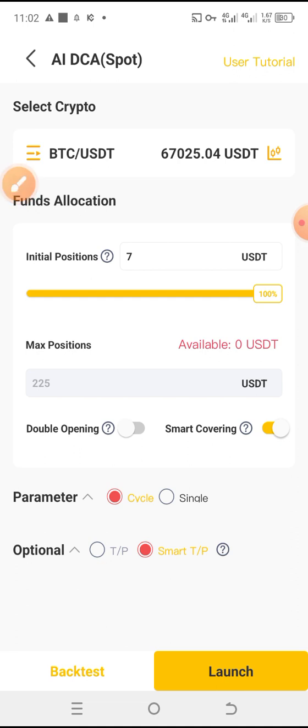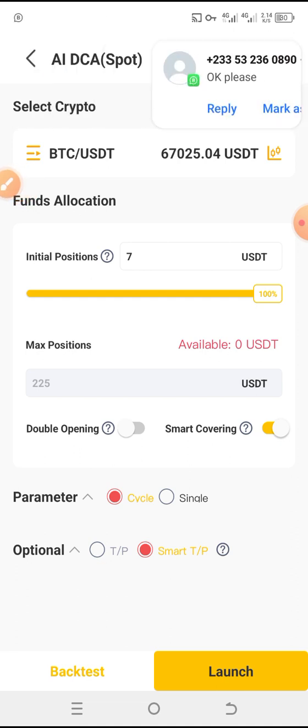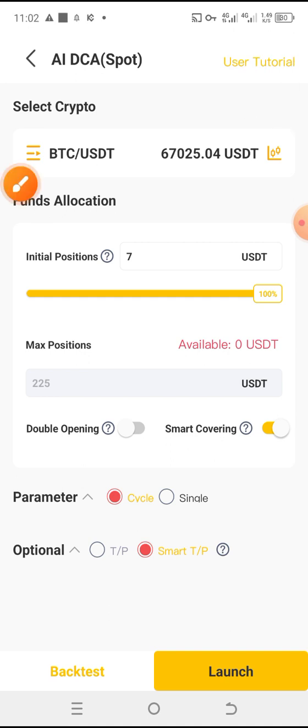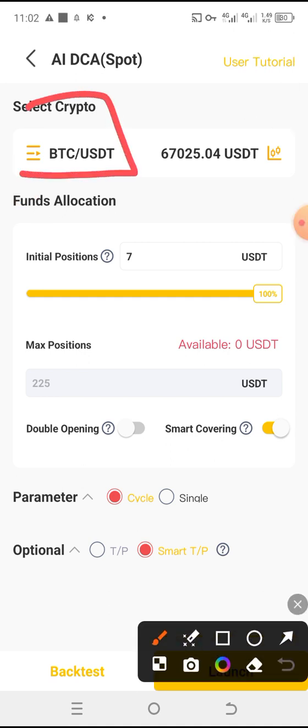So we come back to the robot right here. Here we can always choose the coin we want to trade. We'll go to the coins later. First of all, I want to talk about the parameters and the settings and the amount involved.